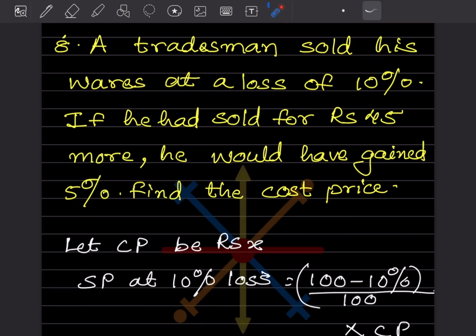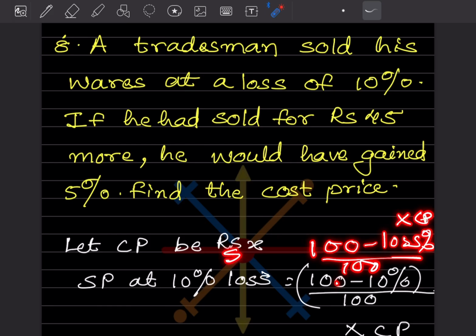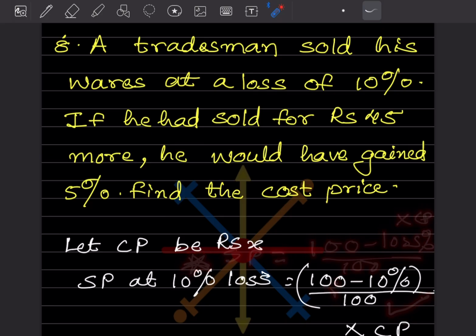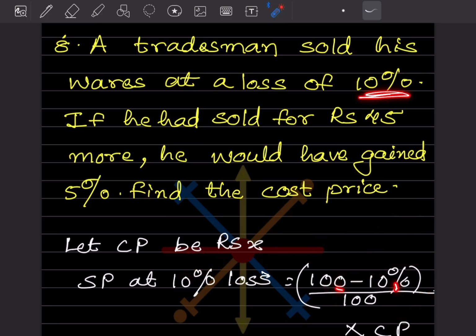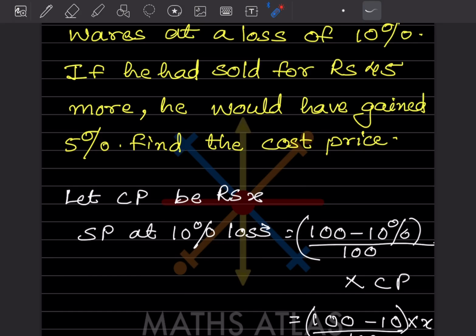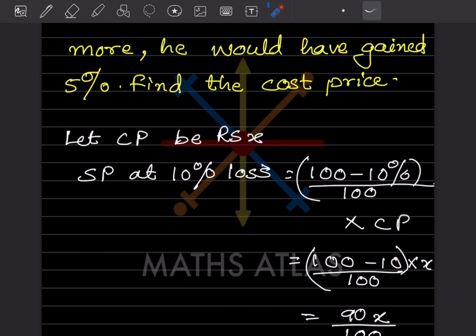As I told you earlier, we can put the CP at the last here instead of writing it here. So SP at 10% loss, you can use the formula: you can write 100 minus loss percentage divided by 100 into CP. Both are the same, so better put this one extra. So 100 minus 10%, because the loss is given as 10%, into the cost price. So this will be 100 minus 10 into the cost price. We have considered this as x. So this will be 90x by 100.